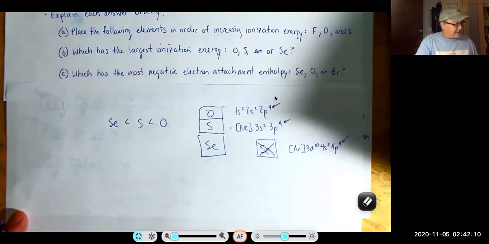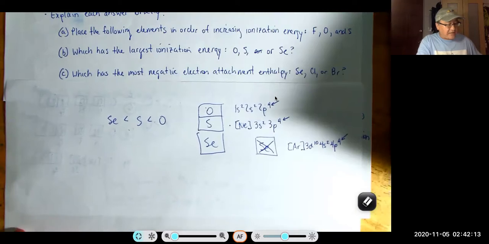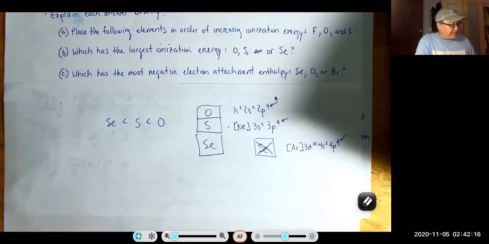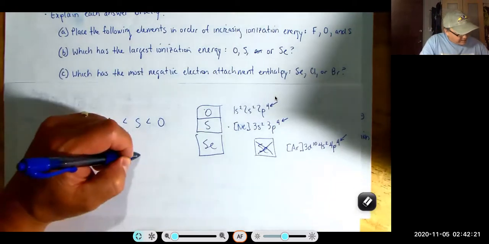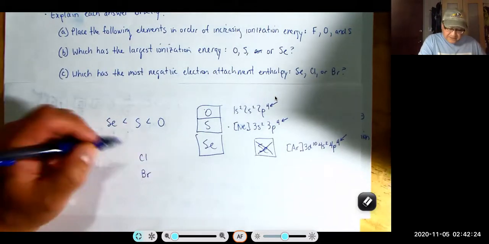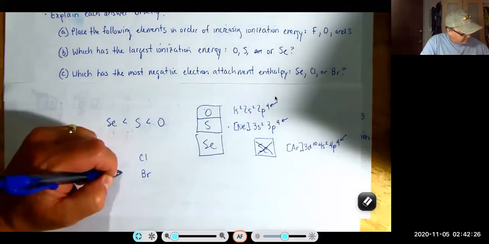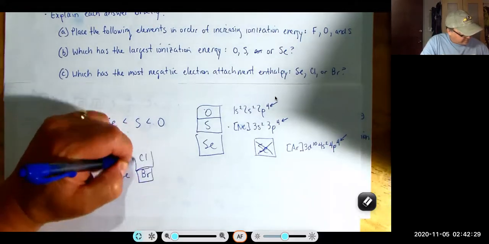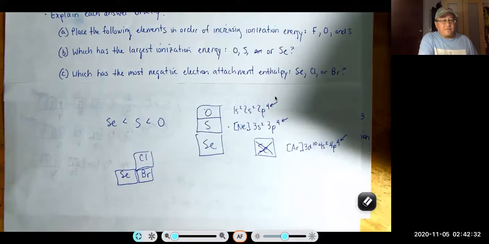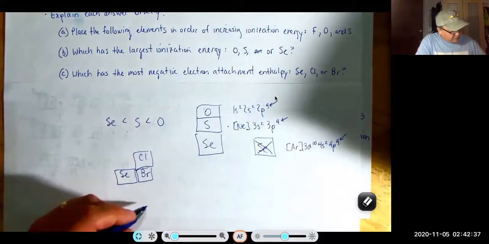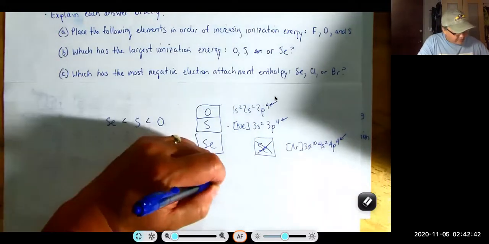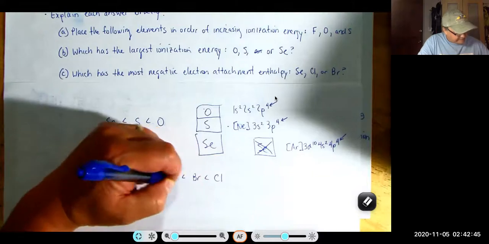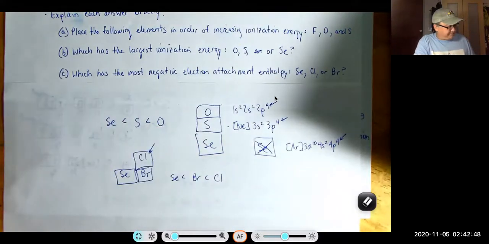How about C, which has the most negative electron attachment enthalpy? So this means which one wants an electron more? So we've got chlorine, bromine, and selenium. Now, remember, farther to the right, they want an electron more. So also farther up, they want an electron more. So chlorine's going to be the clear winner, then bromine, then selenium. So there's your answer for C.